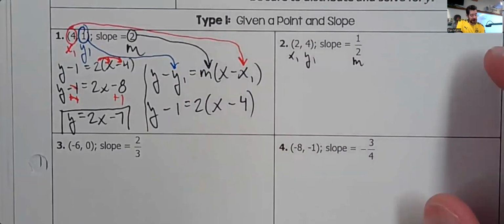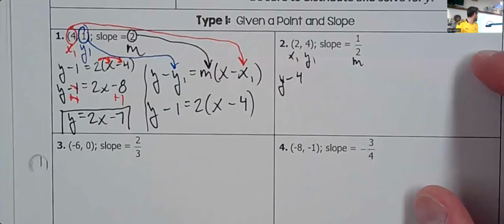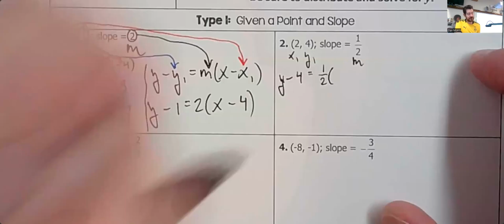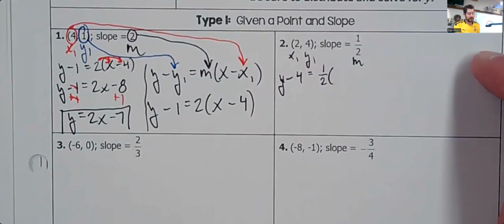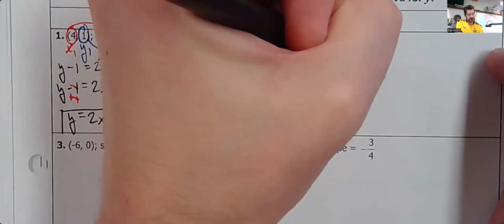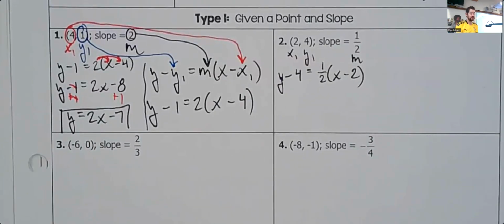So we're going to have y minus, the value of y1 is 4, so y minus 4 on the left, equals the slope of 1/2, and then in parentheses we're going to multiply by x minus 2. So that's our point slope equation. We just plug in for y1, plug in for m, plug in for x1, and then we're going to distribute.